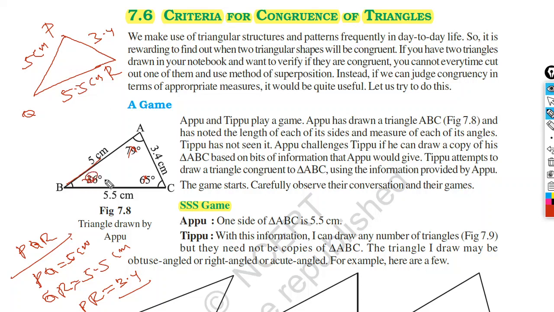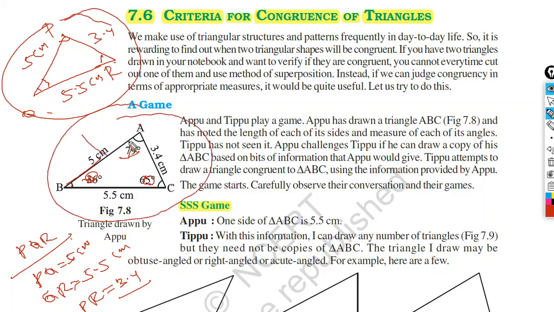Now you can compare these two triangles by measuring the angles. Suppose here you have seen 36, 65 and 79. Here you will also find that angle P will be equal to angle A, angle Q will be equal to angle B and angle R will be equal to angle C, and all the measurements of triangle PQR will be equal to all the measurements of triangle ABC. So we can say triangle PQR is congruent to triangle ABC.